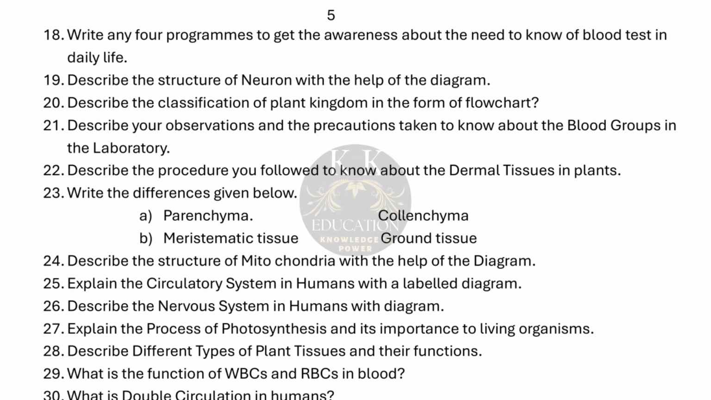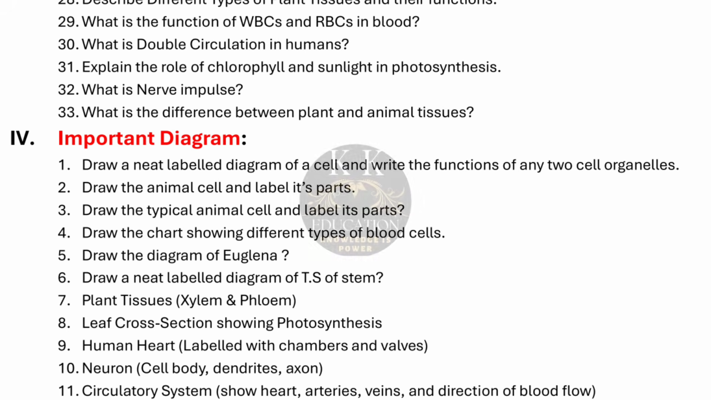26th, describe the nervous system in humans with the diagram. 27th, explain the process of photosynthesis and its importance to living organisms. 28th, describe the different types of plant tissues and their functions. 29, what is the function of WBC and RBC in blood? 30, what is double circulation in humans? 31, explain the role of chlorophyll and sunlight in photosynthesis. 32, what is nerve impulse? 33, what is the difference between plant and animal tissues?